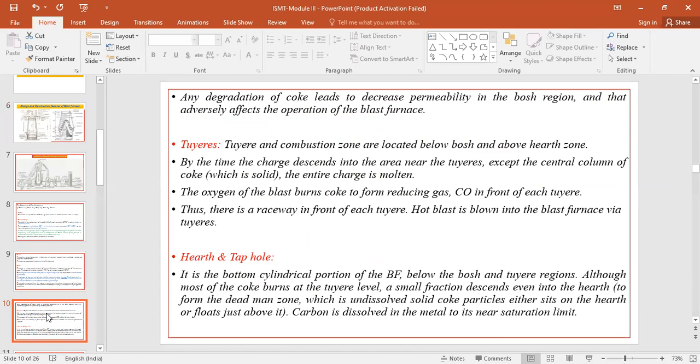So, although most of the coke burns at the tuyere level, a small fraction descends even into the hearth. So, it forms the dead man's zone, which is undissolved solid coke particles. Whatever coke is submerged, or sometimes it may float also on the surface of the liquid, the carbon which is present in that coke will usually get fused into the liquid products. That way, we can see a certain amount of carbon gets dissolved in the liquid hot metal.